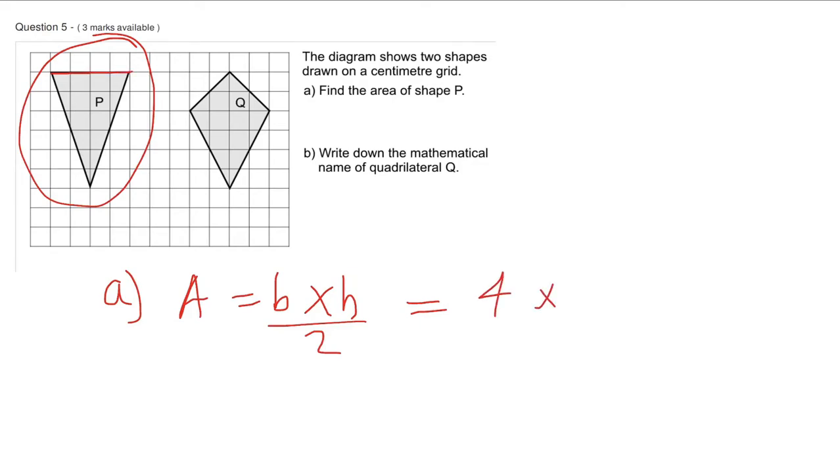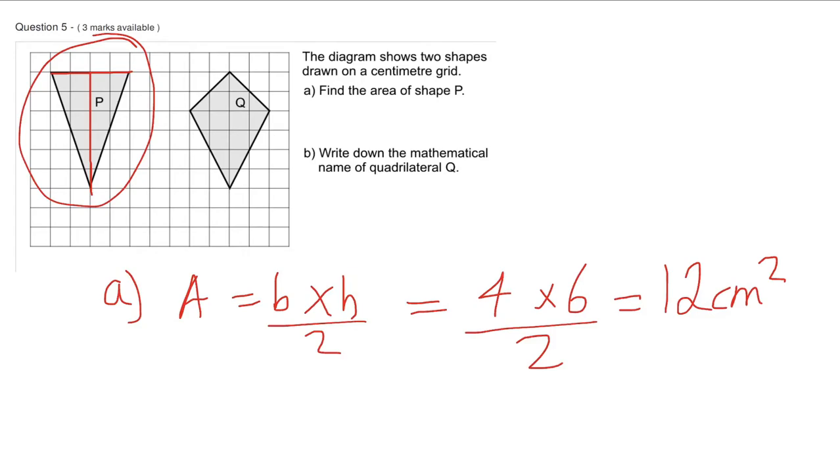The height is from the base to the highest point of the triangle, but in this case, because the triangle is drawn the other way, it's from the base to the lowest point of the triangle. So that's 1, 2, 3, 4, 5, 6 centimeters. Divide that by 2, and that will give you an answer of 12 centimeters squared, and that is your area.